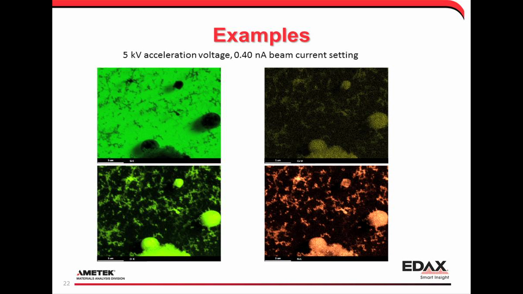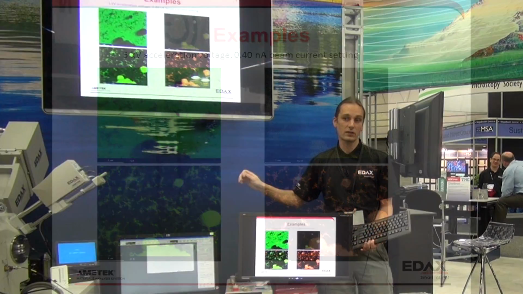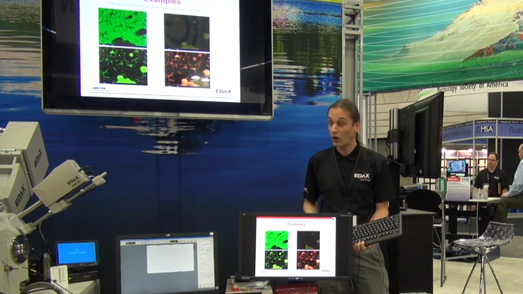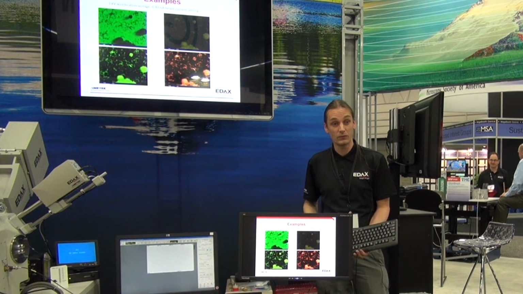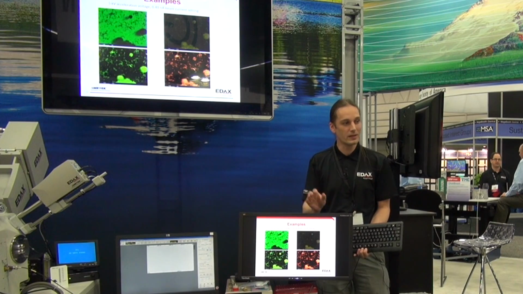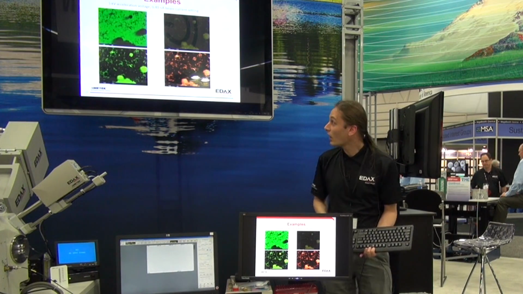I'm getting very surface sensitive now, even on the oxygen signal, which is usually a light element, and we say that's usually coming from all over the place because you can generate them very far down into the sample. Going down in acceleration voltage, you limit where the X-rays are coming from.